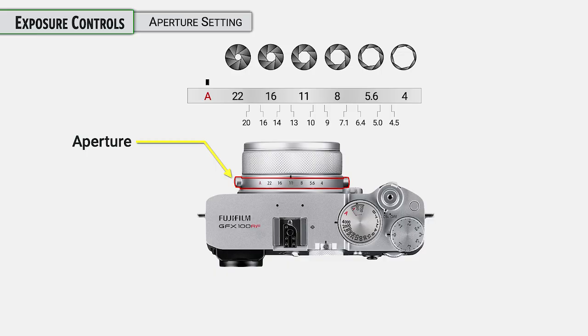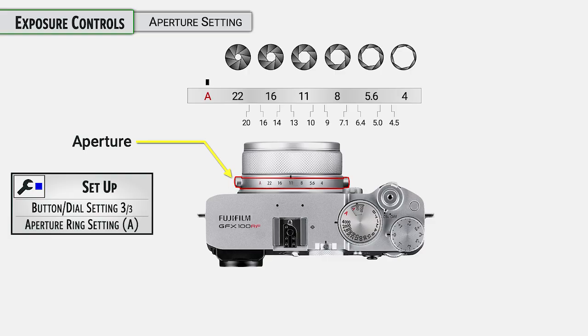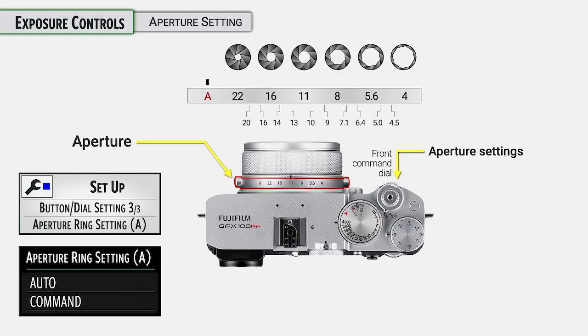Now, as you can see on the edge of the aperture options is an A setting. And of course, this is where the camera will select the aperture for you. That can be handy if you want to let the camera control the aperture.